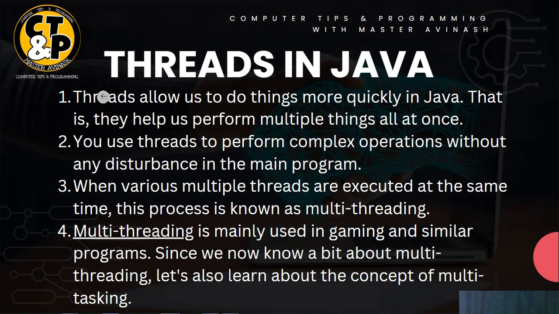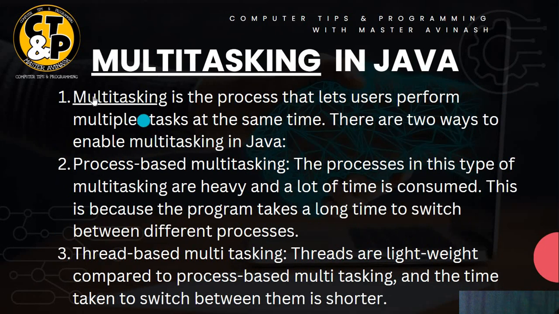You should know about multitasking also, because multithreading and multitasking are correlated. I will tell you how. Multitasking is a process that lets the user perform multiple tasks at the same time. There are two ways to enable multitasking in Java, and both are processes that let the user perform multiple tasks. Process-based multitasking and thread-based multitasking are correlated. I will give the difference between them so you will understand the things more quickly.